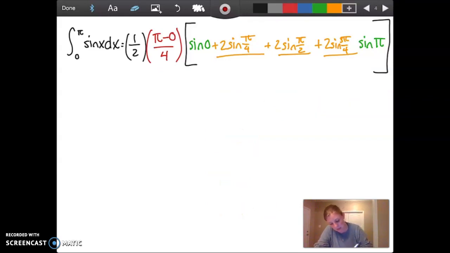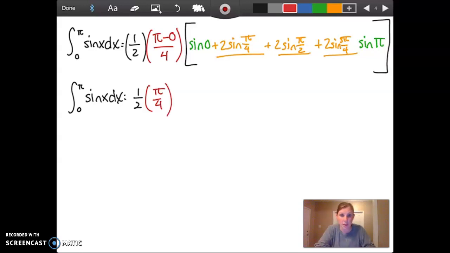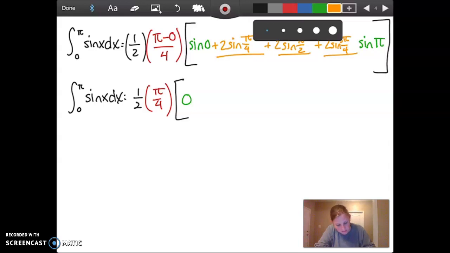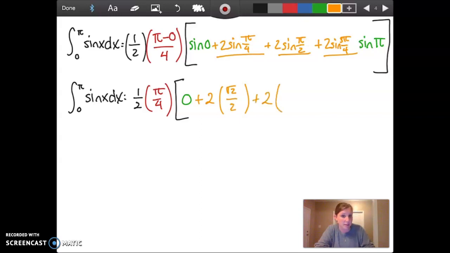Now to actually solve this problem. So I have the integral from 0 to pi of sine x dx equals, this ends up simplifying to be 1/2 times pi over 4. Okay, now for the trig, sine of 0 is 0. Yes, you do need to know that. No, you should not put that in your calculator. Plus 2 times the sine of pi over 4, radical 2 over 2. Plus 2 times the sine of pi over 2. Plus 2 times the sine of 3 pi over 4. Oh, I forgot a plus sign there. Plus the sine of pi, which is another 0.